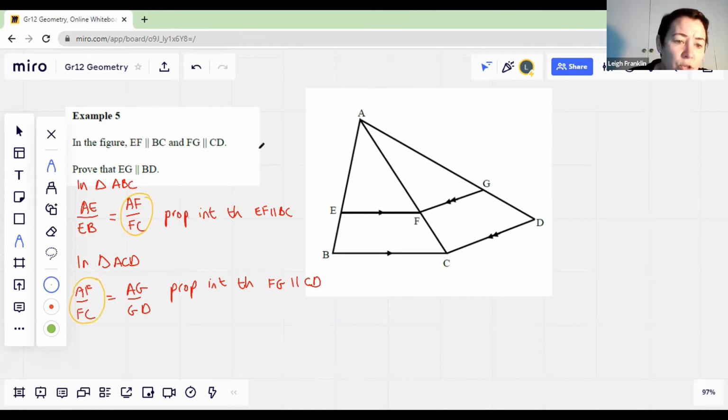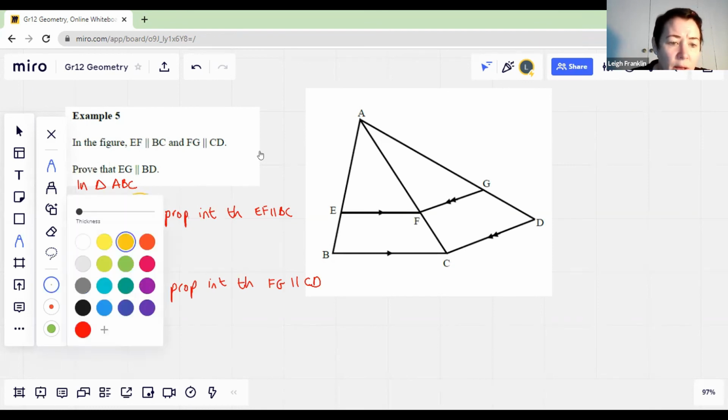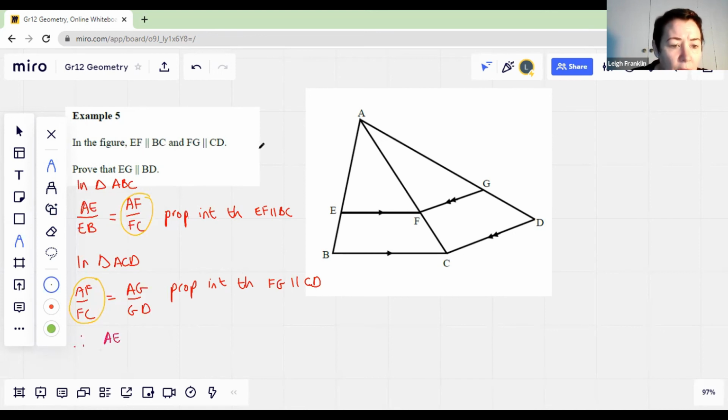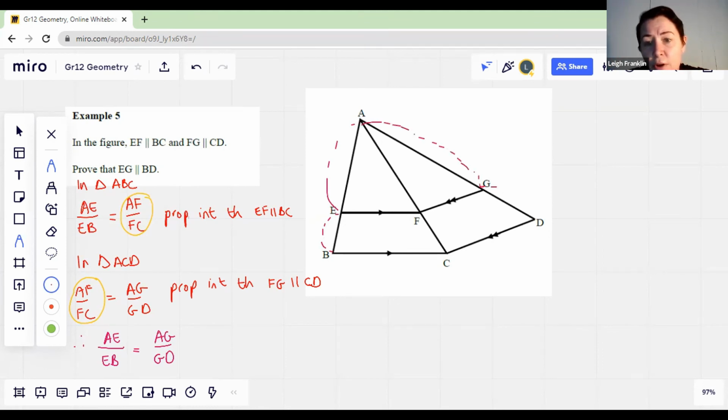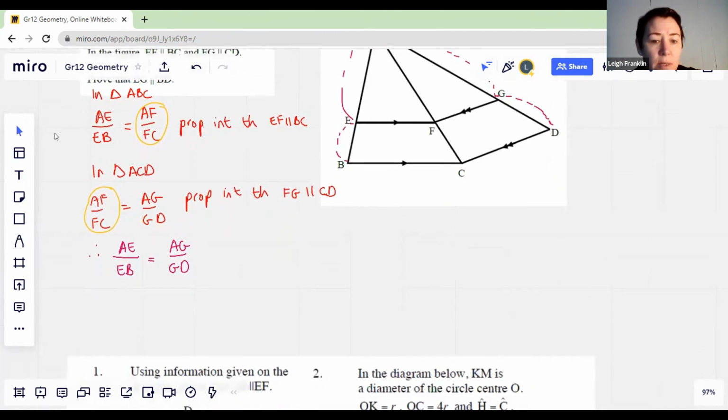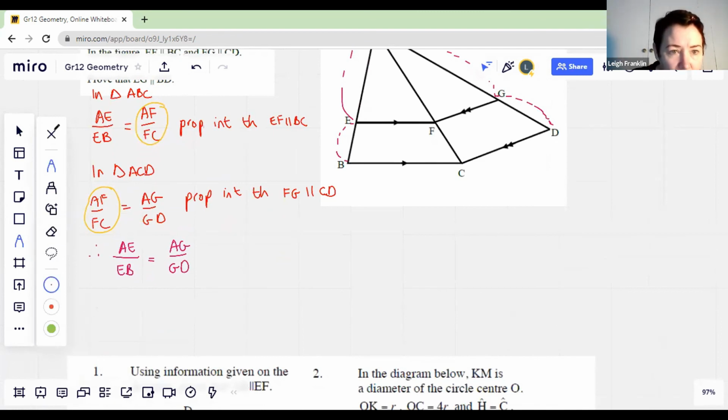So if these two are equal to one another, then the assumption is that AE over EB must be equal to AG over GD. So in other words, AE over EB is equal to AG over GD. That means that EG has to be parallel to BD. Exactly. What's my reason?